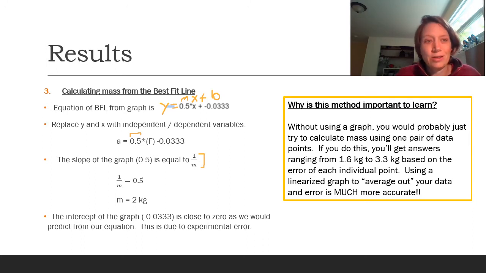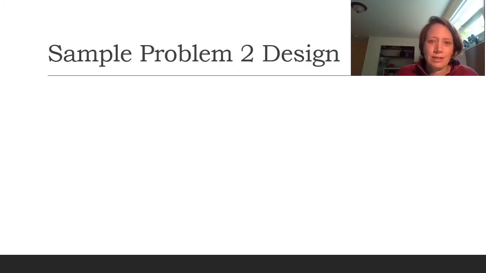If you want to be taken seriously in the scientific community, you've got to be able to linearize graphs and produce results based on a linearized graph. All right, I want to delve into one more sample problem that's a little bit more complicated. So stand up and stretch, pause the video for a few minutes if you need to, because we're going to get right back into it.